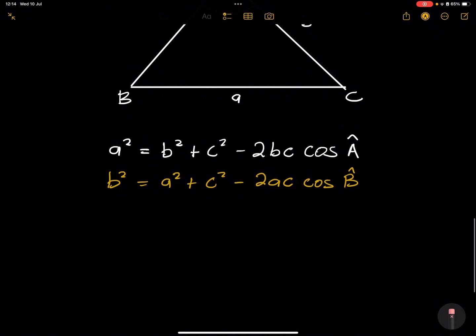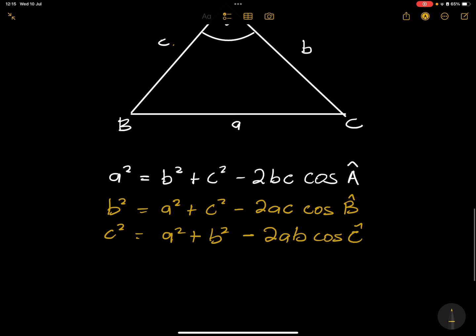Of course, if we wanted to get c squared, we'd say this is a squared plus b squared minus 2ab times the cosine of angle C. Now remember, two sides and an included angle, or whenever we are given the three sides and are looking for an angle, we are going to use the cosine rule. So that is what the cosine rule looks like.